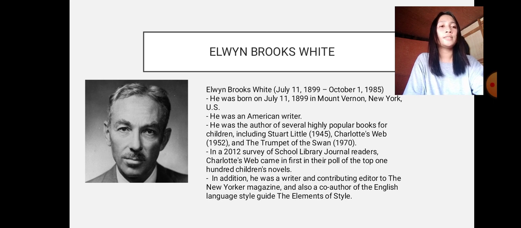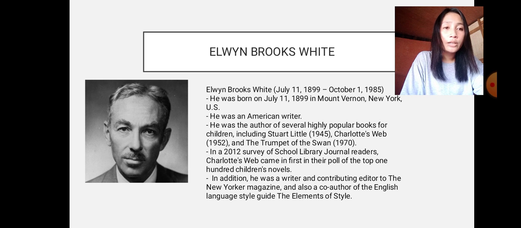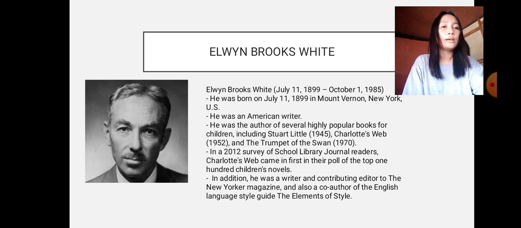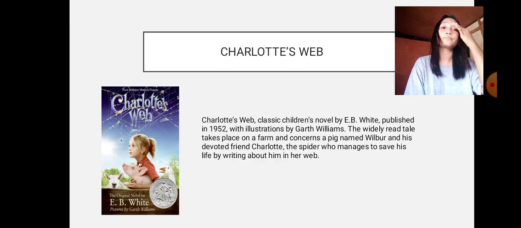He was the author of several highly popular books for children, including Stuart Little in 1945, Charlotte's Web in 1952, and The Trumpet of the Swan in 1970. In a 2012 survey of School Library Journal readers, Charlotte's Web came in first in their poll of the top 100 children's novels. In addition, he was a writer and contributing editor to the New Yorker magazine, and also a co-author of the English language style guide, The Elements of Style.